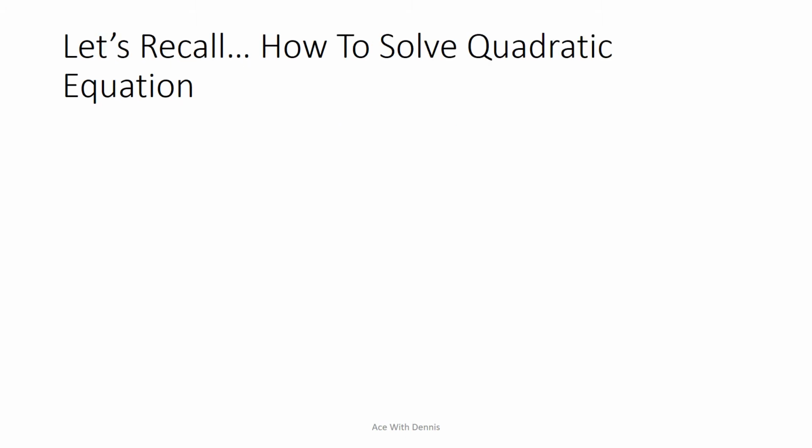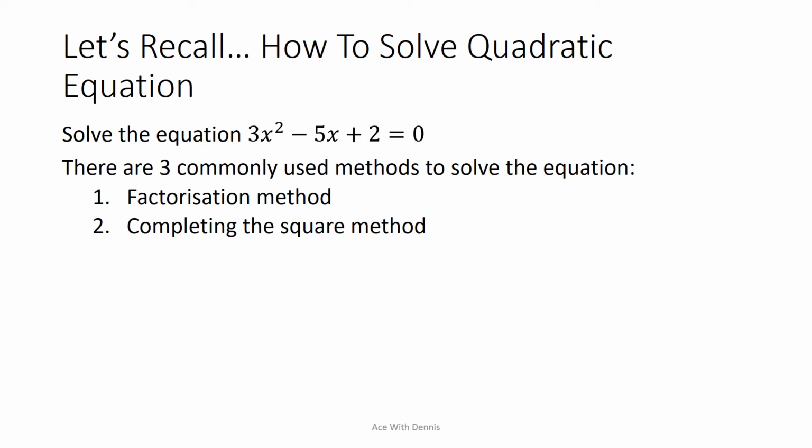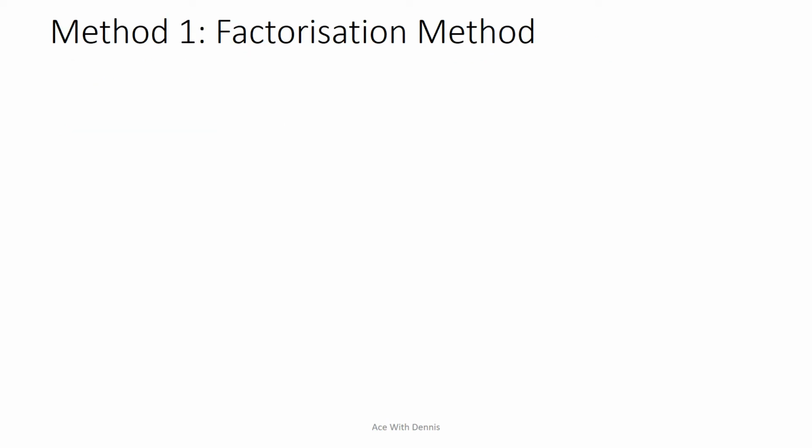Let's recall how to solve a quadratic equation. Let's say, solve the quadratic equation. Method 1. Factorization method. The equation is 3x squared minus 5x plus 2 equal to 0.